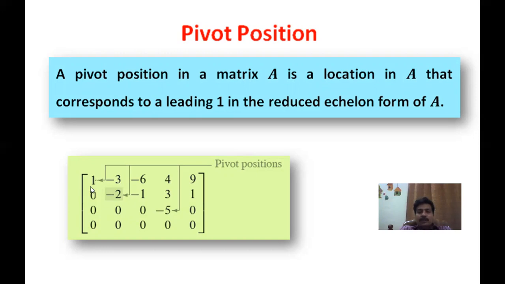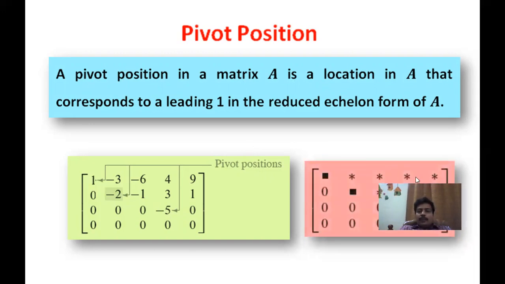But the positions of leading entries, where one will come, since the leading entry should be 1 in reduced echelon form, those positions will be the pivot positions. So this is the pivot position. This is the pivot position, and this is another one, and this is another one. These three positions are called pivot positions.